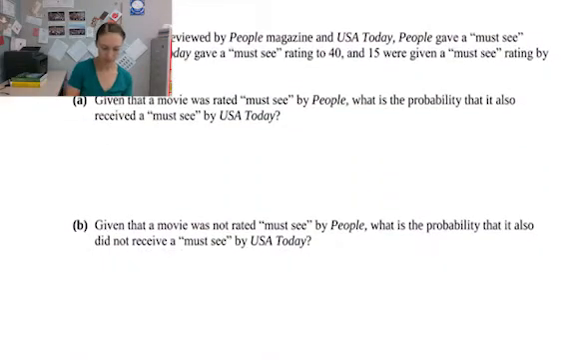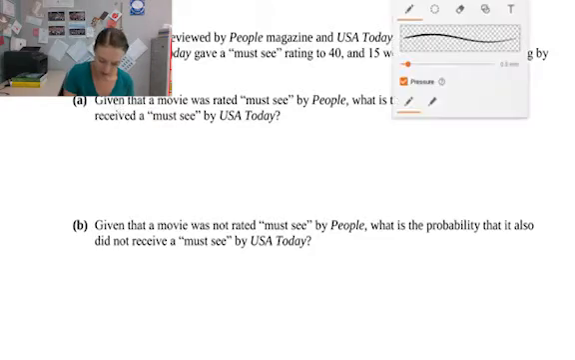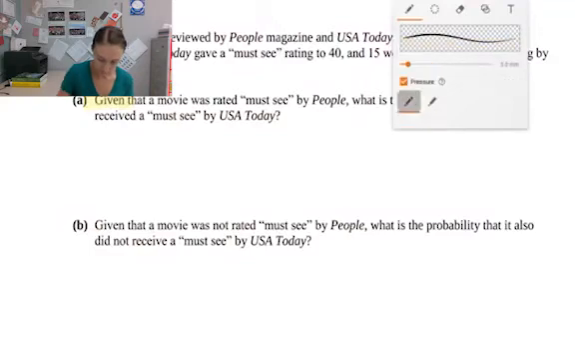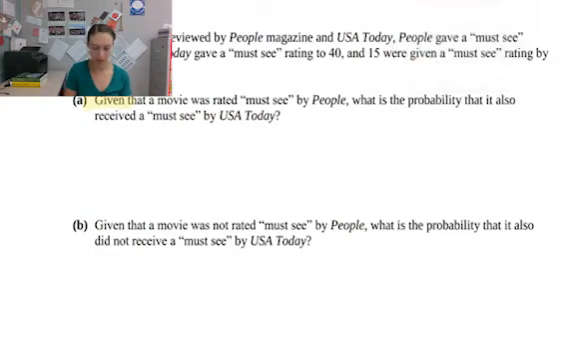All right, let's look at the next example. Of the 100 movies reviewed by People Magazine and USA Today, People gave a must-see rating to 25. USA Today gave a must-see rating to 40, and 15 were given a must-see rating by both publications. Given that a movie was rated a must-see by People. So there's our conditional statement, and I'm going to highlight that. Given. Okay, what is the probability that it also received a must-see by USA Today?